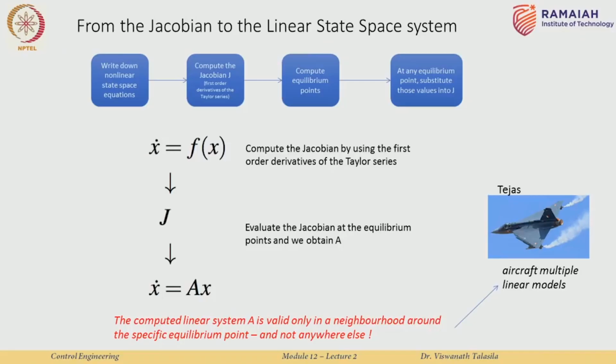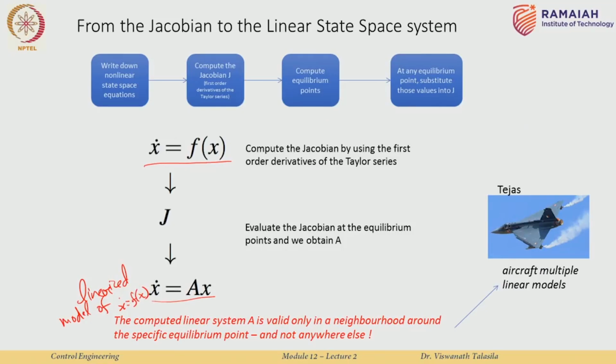Okay. So, if you rewrite this a little bit, we have the basic nonlinear dynamics, then we compute the equilibrium point and the Jacobian, and you get x dot equal to Ax, and this is the linearized model of x dot equal to f of x. All right. So, there we go.